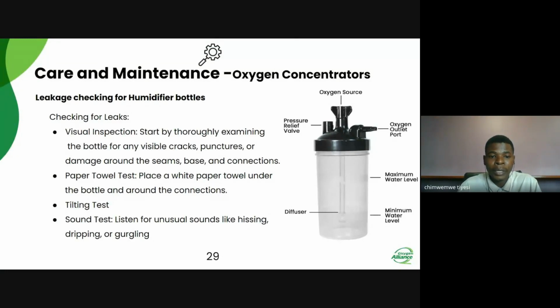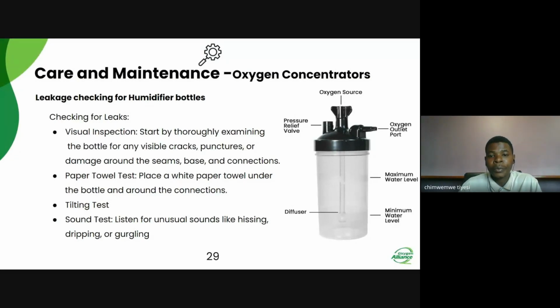You can use a white A4 paper, or any other paper that can fit around the humidifier bottle. If you see any dampness, it means there's a leakage or the bottle is not tightly sealed together. So what you need to do is to fix the problem, or if it's not fixable, again, you need to replace the humidifier bottle. You can also do a tube test.